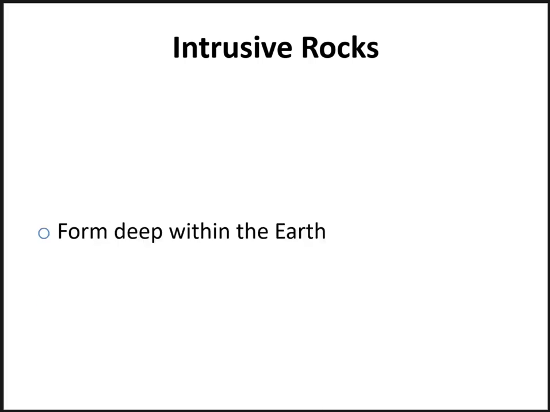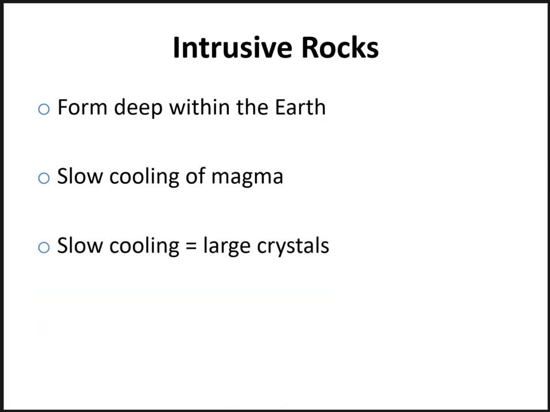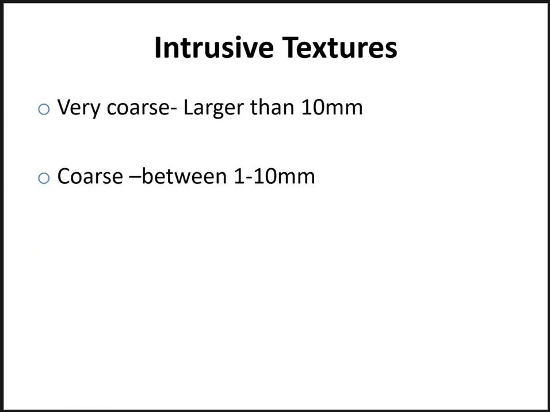So intrusive rocks form within the Earth. You tend to get very, very slow cooling over thousands of years. The slower the cooling of magma, the larger the crystals form. The texture of these minerals is either coarse or very coarse. Very coarse minerals are larger than 10 millimeters in diameter, while coarse minerals tend to be between 1 and 10 millimeters in diameter. So here are a couple of pictures.